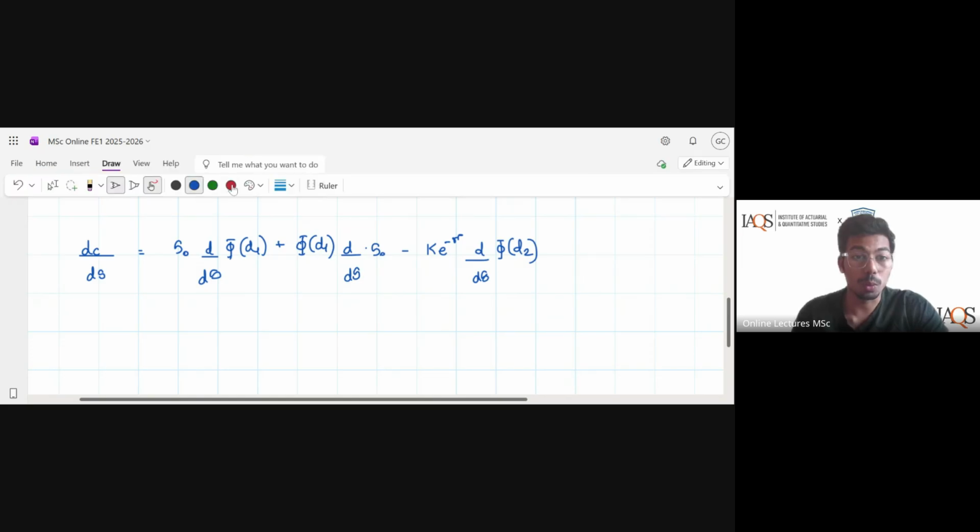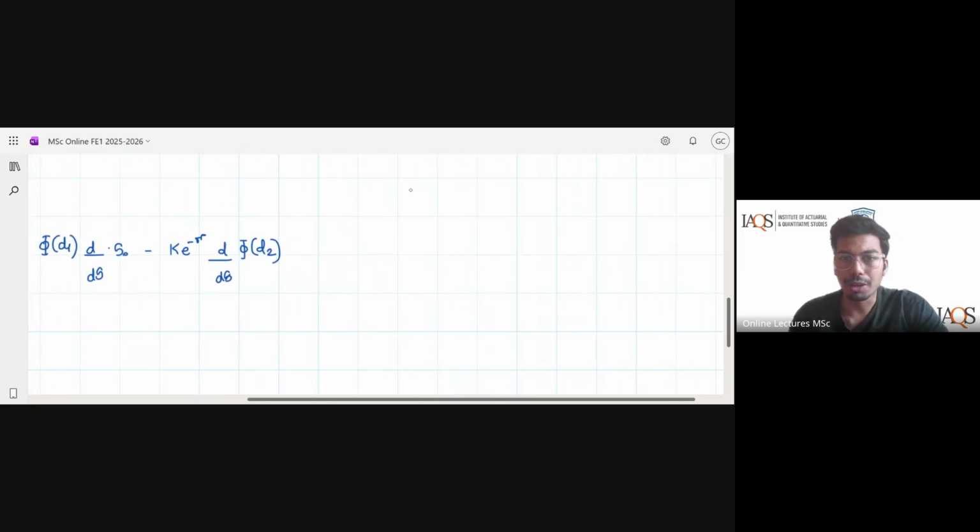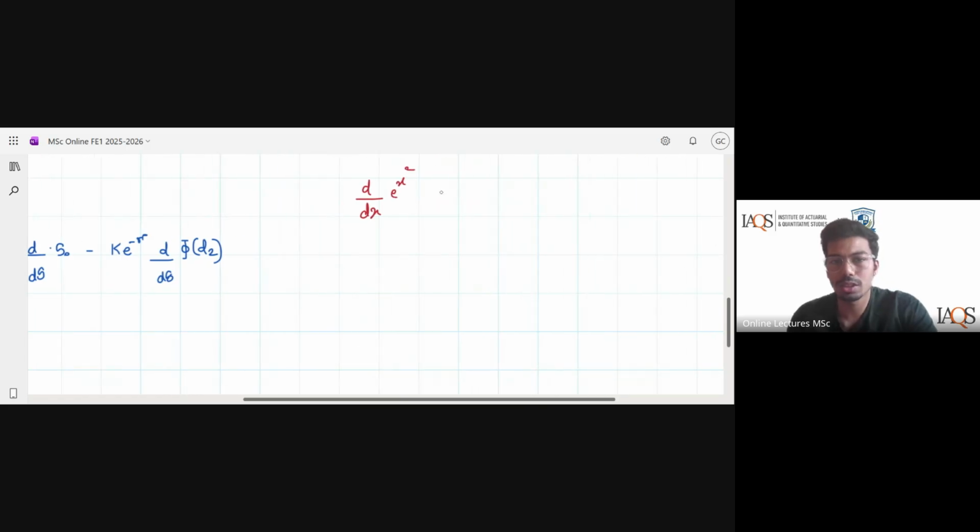All right. Now, one question to you all. Whenever I have a chain rule equation, if I write d by dx of e raised to x square, what's the answer for this?